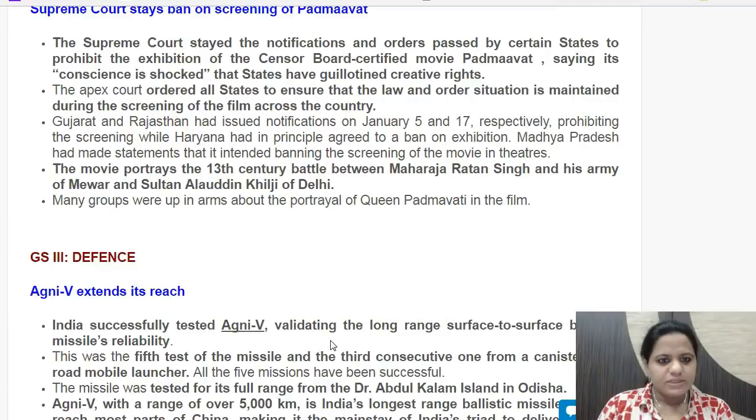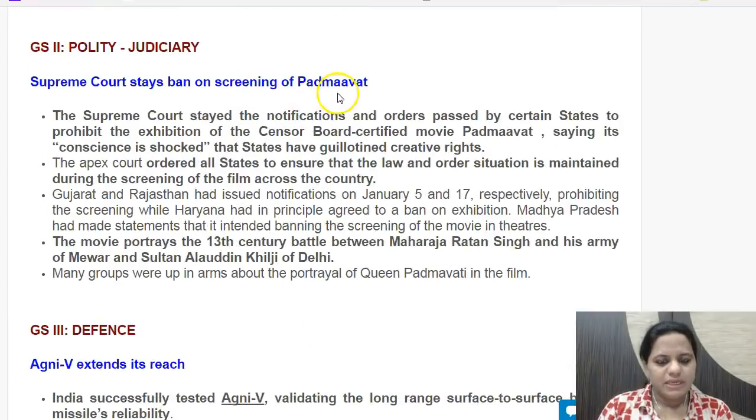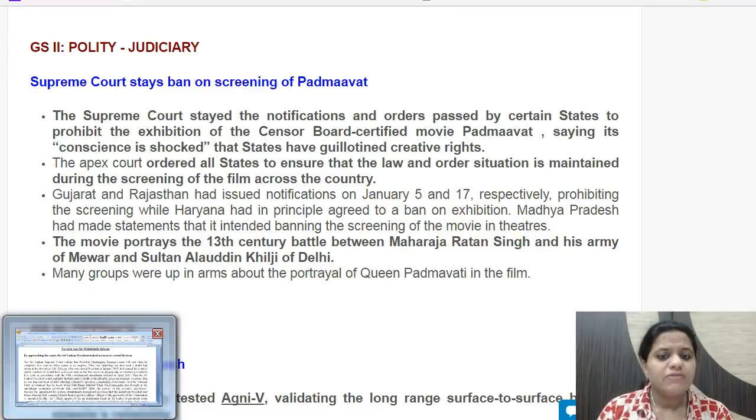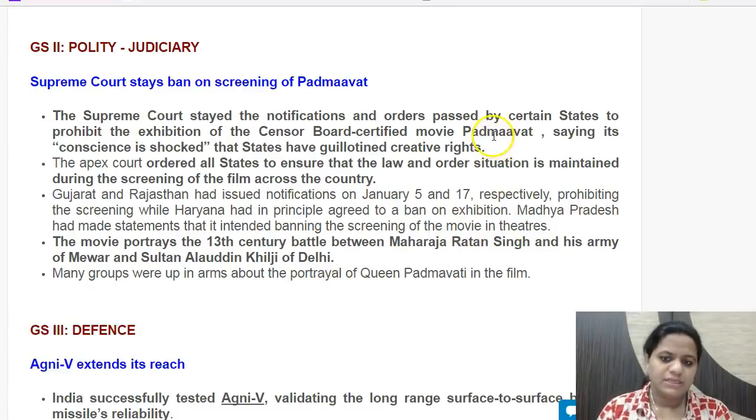Then next is Supreme Court stays ban on screening of Padmaavat. The Supreme Court has presently stayed the notifications which have been passed by various states, including Gujarat, Madhya Pradesh, etc. So these states, Rajasthan have already issued notifications. Madhya Pradesh has also made statements of introducing such notifications. So the Supreme Court says that when the censor board has certified the movie Padmaavat, then there is no reason for the states to take such steps.